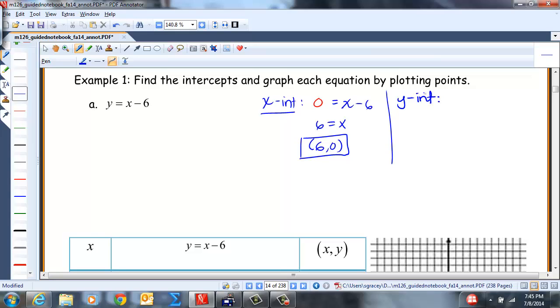y-intercept, now instead of letting y be 0, we let x be 0. So we get y is negative 6. So the ordered pair 0, negative 6 is the y-intercept.